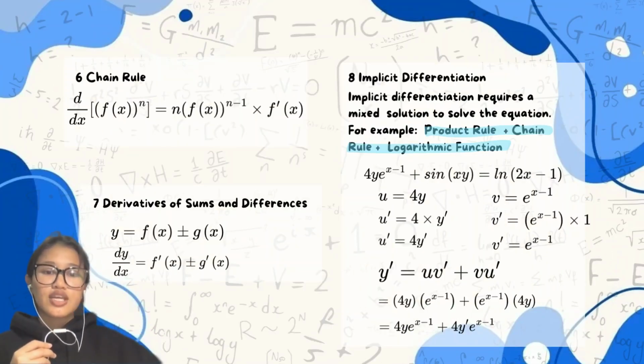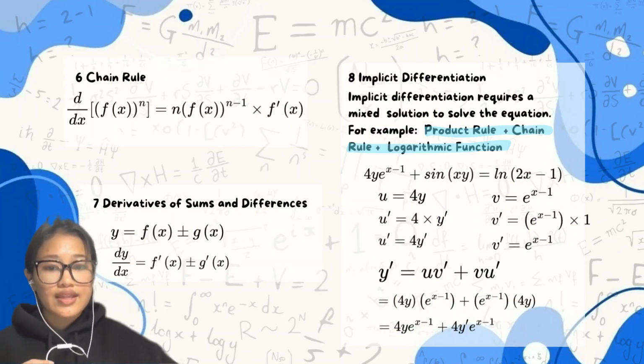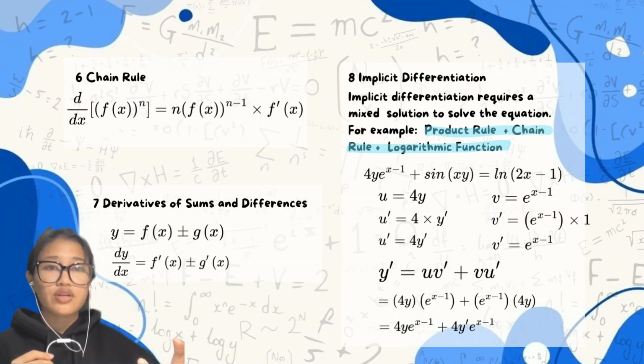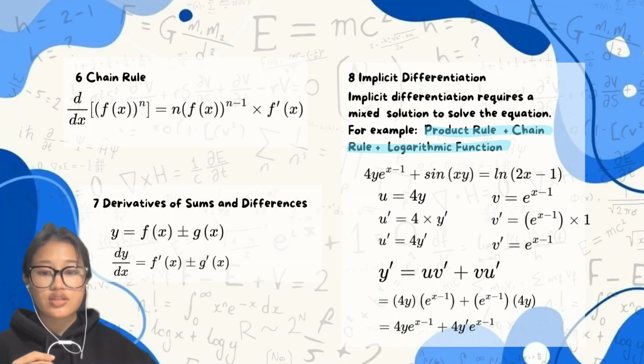6. The chain rule. The formula is d over dx of the function f(x) to the power of n is equal to n multiplied with the function f(x) to the power of n minus 1, then multiplied with the derivative f prime of x. 7. Derivations of sums and differences. In the case of y equals f(x) plus or minus g(x), the formula is f prime of x plus or minus g prime of x.